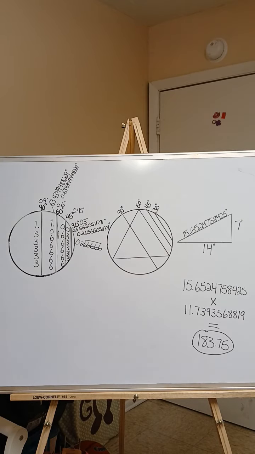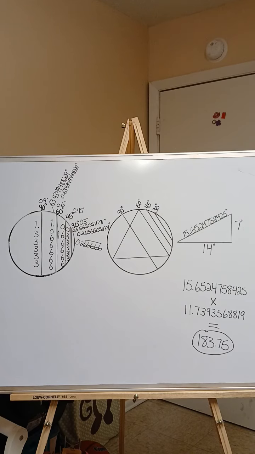Since we're working with squares, we're going to start out with the square root button. So hit your square root button, put in a parenthesis, 0.26 repeating, times 183.75. You got 7, correct? All right, now clear it out.